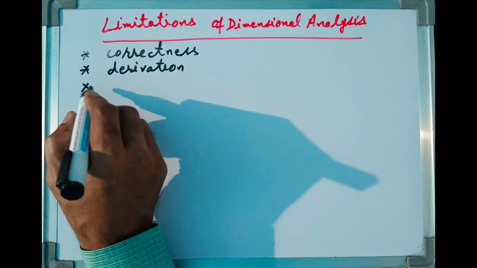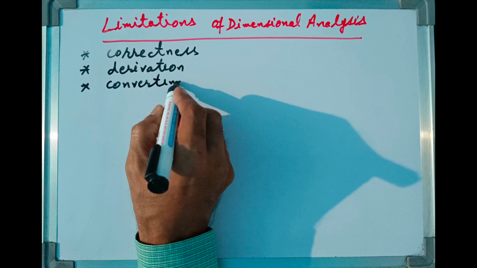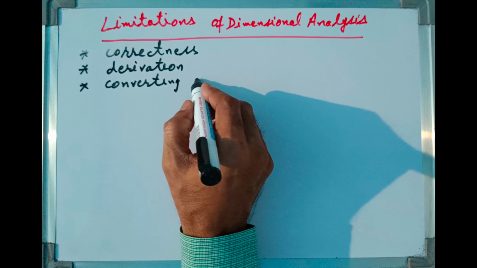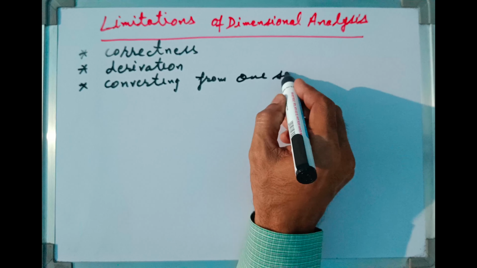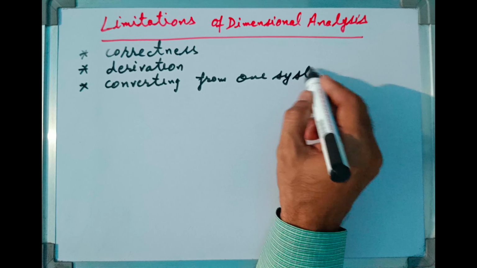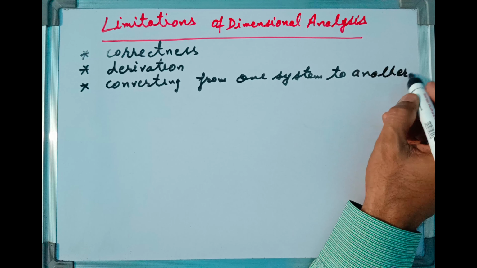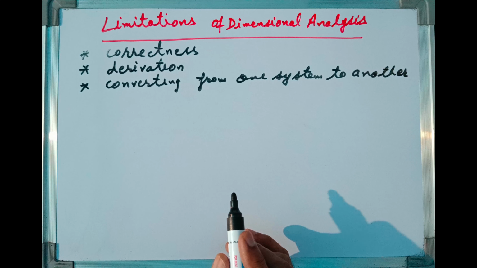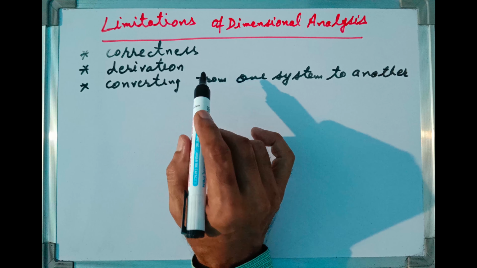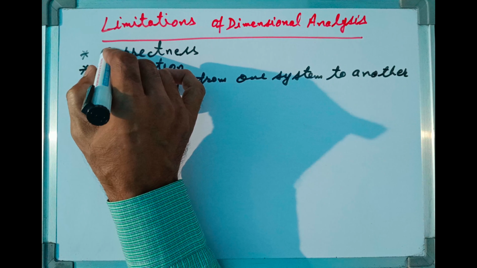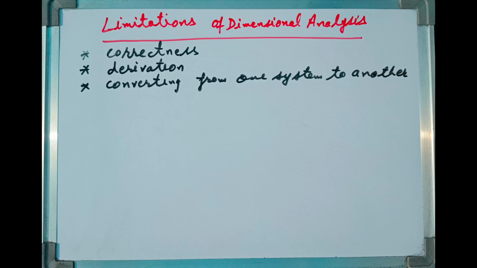It is also useful for converting a quantity from one system of units to another system of units. These are major advantages of the method of dimensions. We can check the correctness of a given relation. We can derive a relation. Still, there are some limitations. Now I will discuss those limitations one by one.